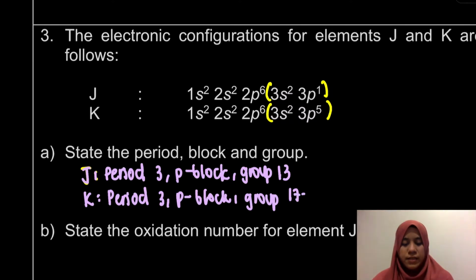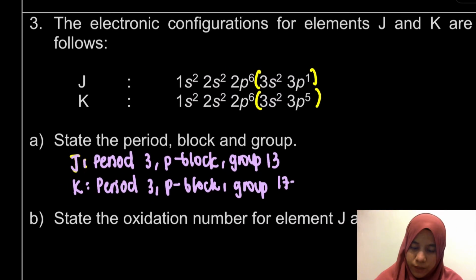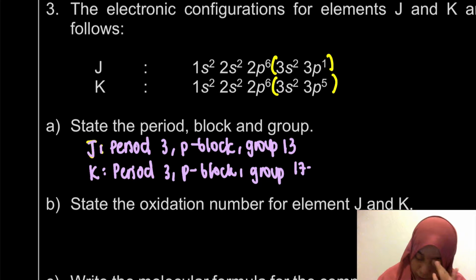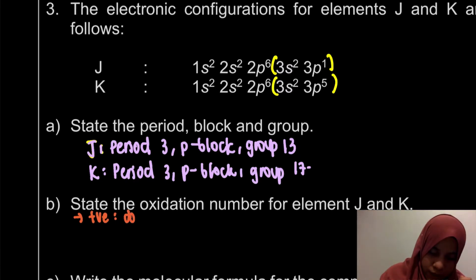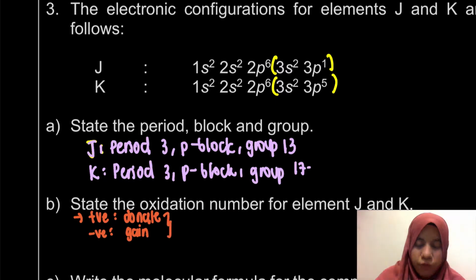Next, state the oxidation number for elements J and K. Remember the oxidation number, I'm just going to write down here. Whether you remember or not, it doesn't matter, we will revise. The oxidation number could be positive if it donates electrons. It will be negative if it gains electrons. The act of donating or gaining electrons is for the atom itself to achieve octet.